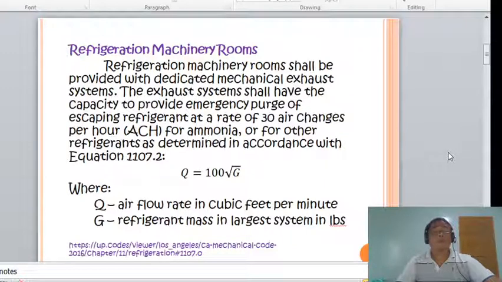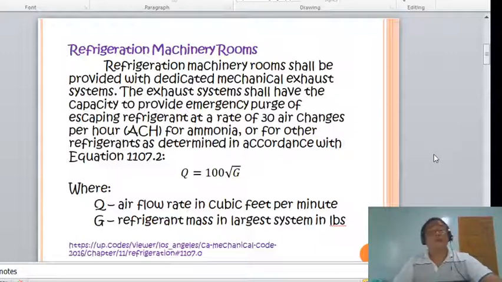Okay. So actually, class, this is obtained from Los Angeles, California Mechanical Code. Refrigeration machinery rooms shall be provided with dedicated mechanical exhaust systems. The exhaust systems shall have the capacity to provide emergency purge of escaping refrigerant at the rate of 30 air changes per hour, or ACH, for ammonia or for other refrigerants as determined in accordance with equation 1107.2.